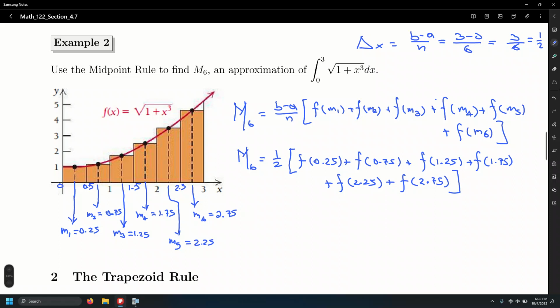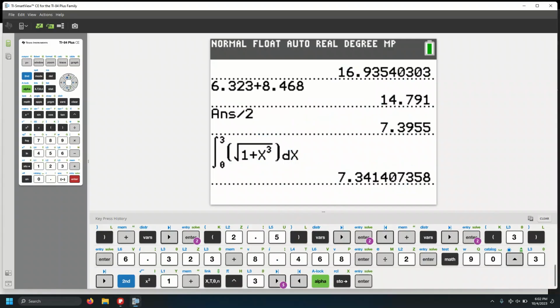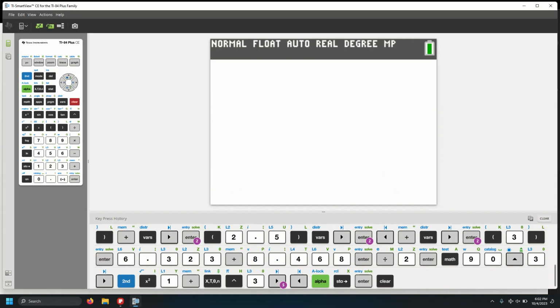And again, we're going to take advantage of the fact that we stored the function square root of 1 plus x cubed, and we're going to do the y bars, etc. Let's do it. Let's go for it. M6. Okay, now let me clear all this madness here.